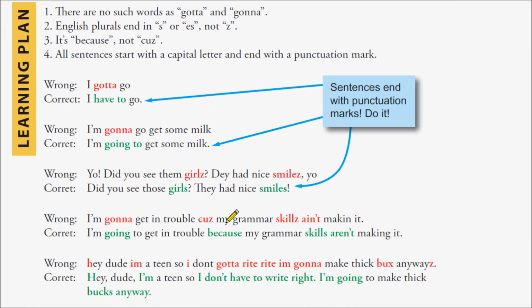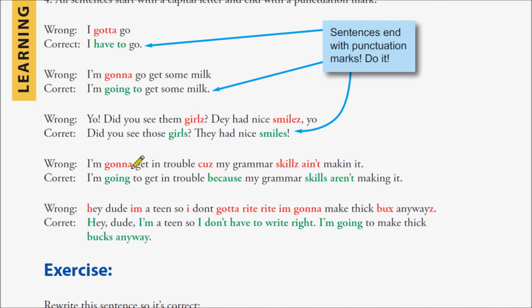Okay, don't write. And here's some examples here. Okay, I'm a teen, so I don't gotta write right. I'm gonna make thick bucks anyways. I mean, it's enough to send your English teacher into convulsions. And if you write this in the business world, they'll just laugh at you behind your back. I mean, they are gonna laugh at you behind your back. So just make sure that you understand how to write this correctly.